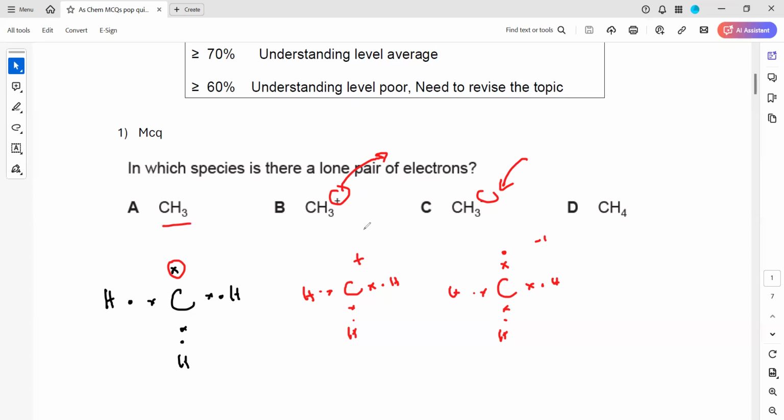Then CH3 plus charge means an electron is being lost. Carbon has 4 electrons in the outermost shell. 3 of them are involved in forming bonds with hydrogen, and 1 electron is lost. And CH3 negative charge means it gained 1 electron. So that's why there's a lone pair present. So that's why C is the right answer for this.